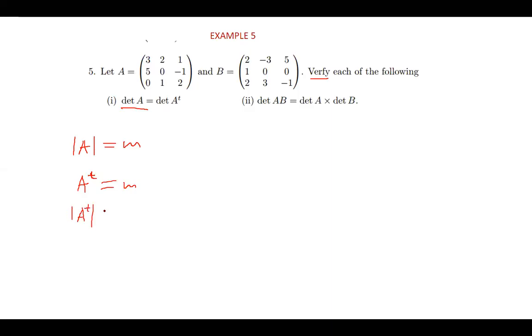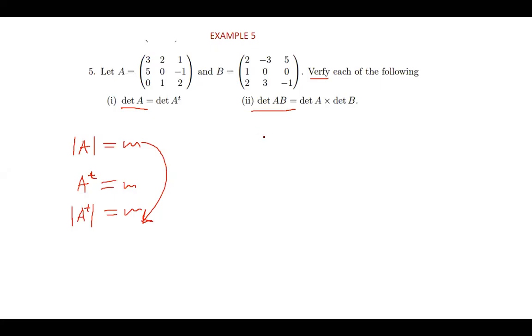The determinant of this transpose, you write it. You are going to discover that these two answers are going to be the same. The determinant of A and the determinant of A transpose is always the same. It's always equal. There's no difference. The same applies to the second question here.